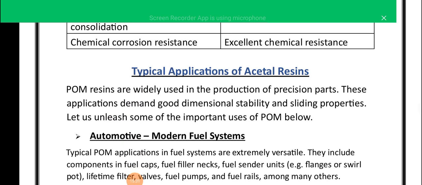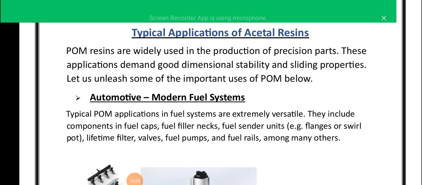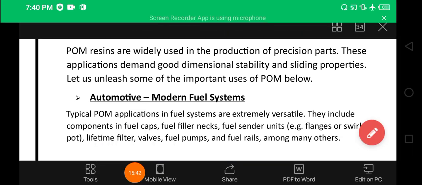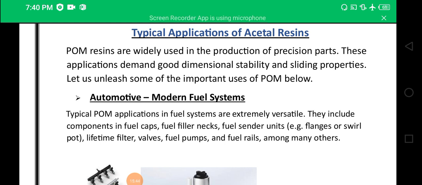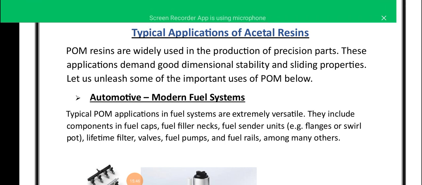Here are some typical applications of acetal design. Polyoxymethylene resins are widely used in the production of precision parts. These applications demand good dimensional stability and sliding properties. Let us enlist some of the important uses of polyoxymethylene below.